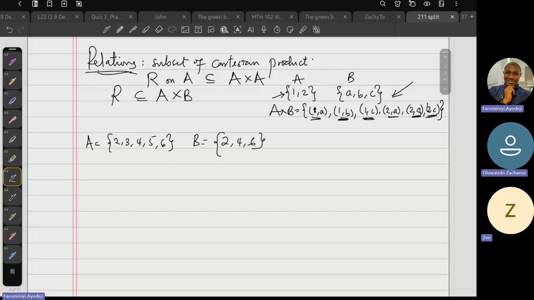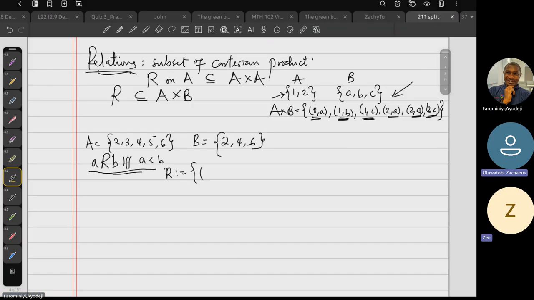If we want to write the Cartesian product of this, how many elements are we going to have? 5 times 3, that's going to be 15. But we said a relation is a subset. So if we define a relation on A and B such that a is related to b if and only if a is less than b, can you list the elements of the relation?